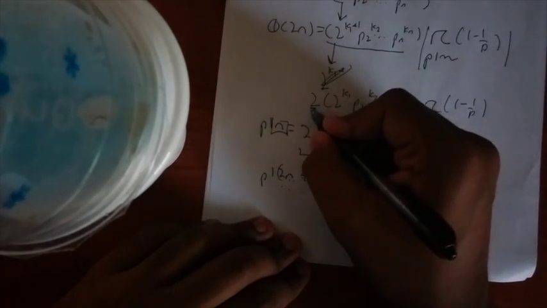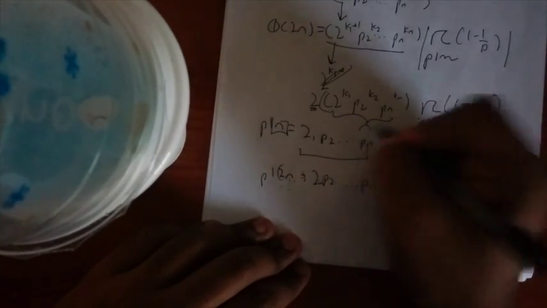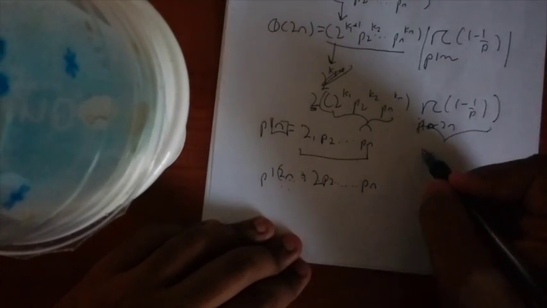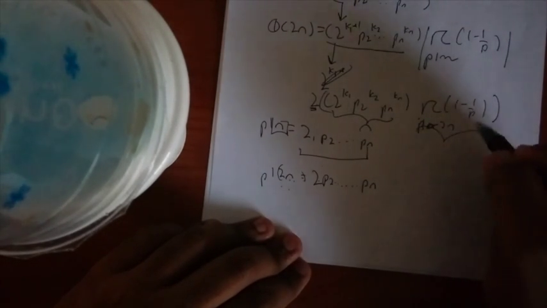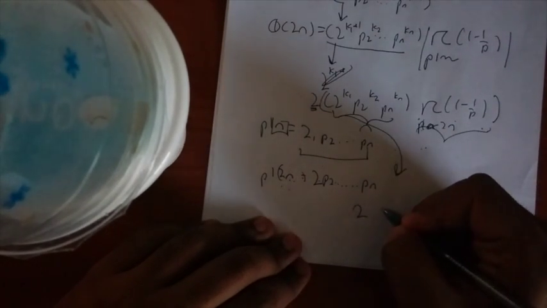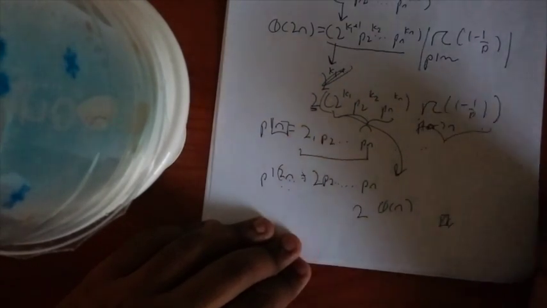So notice that since I take out 2 here, this is just n, and then this represents the product of primes that divide into n as well. So as a result, I can represent that as 2 times phi of n. And then I'm done.